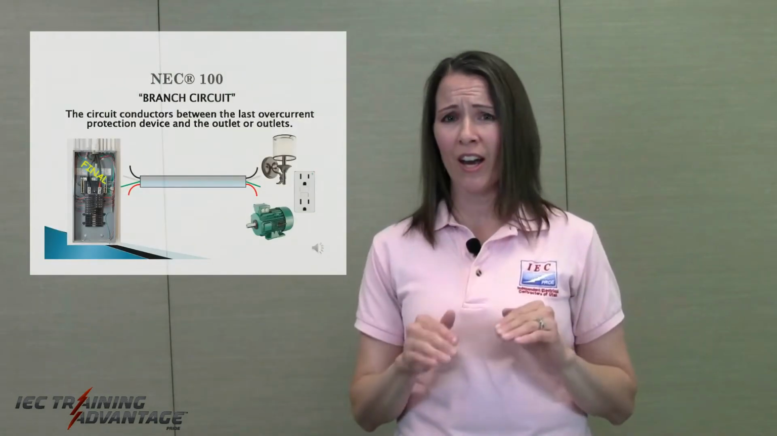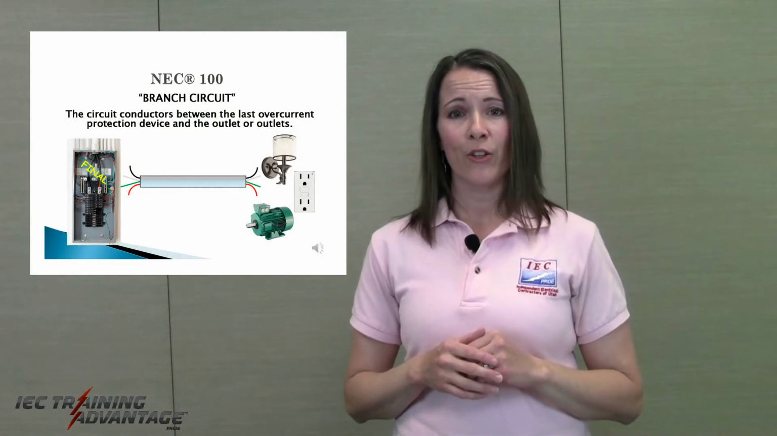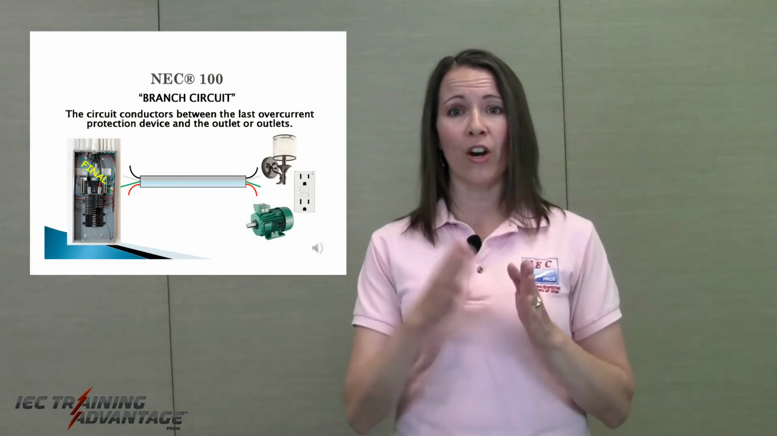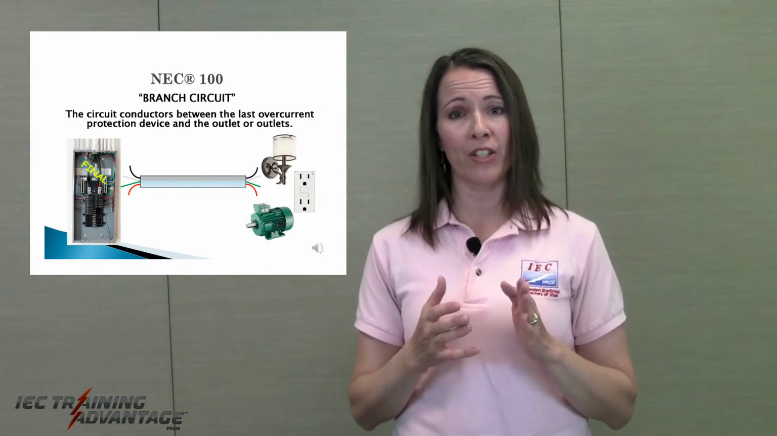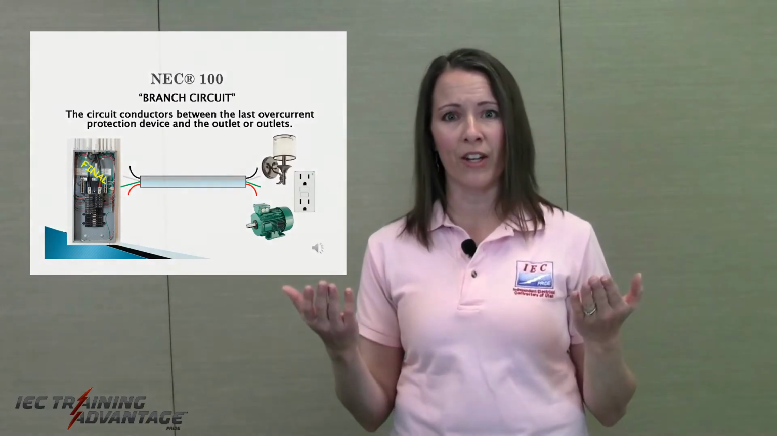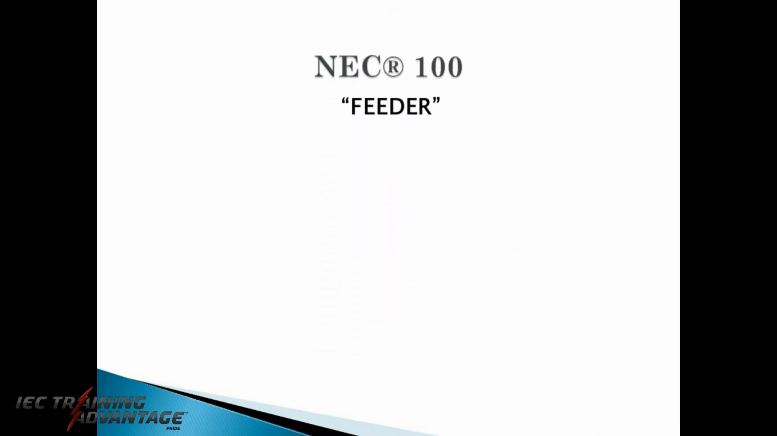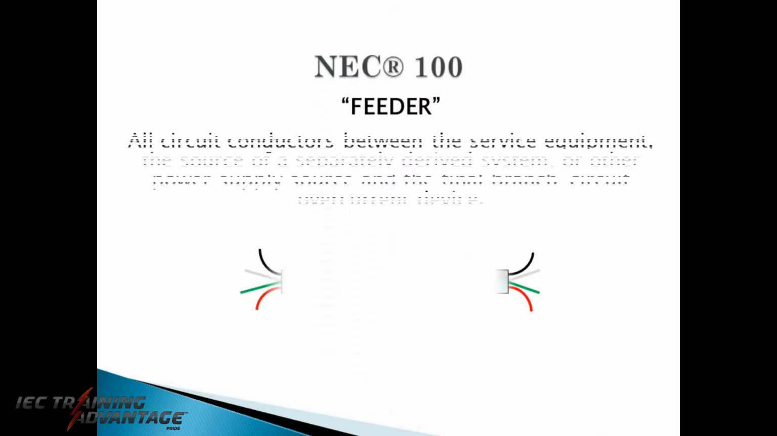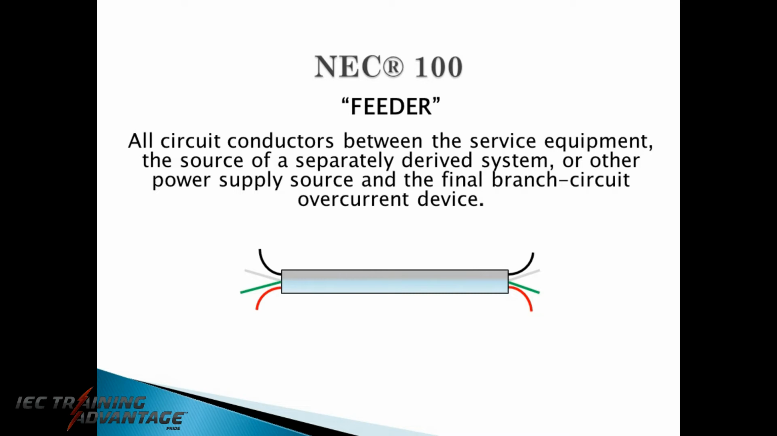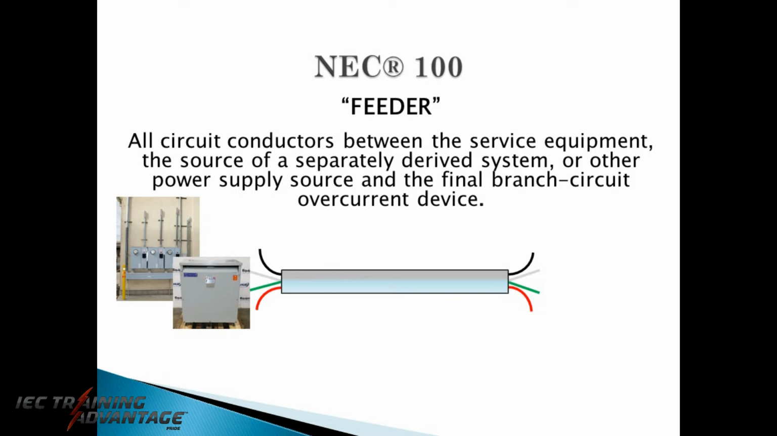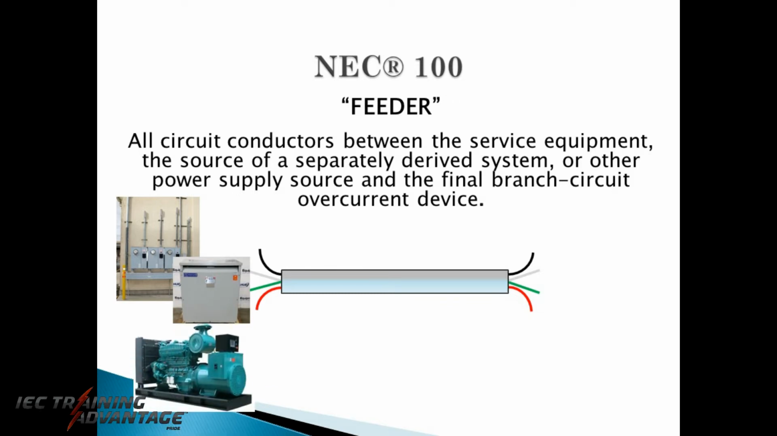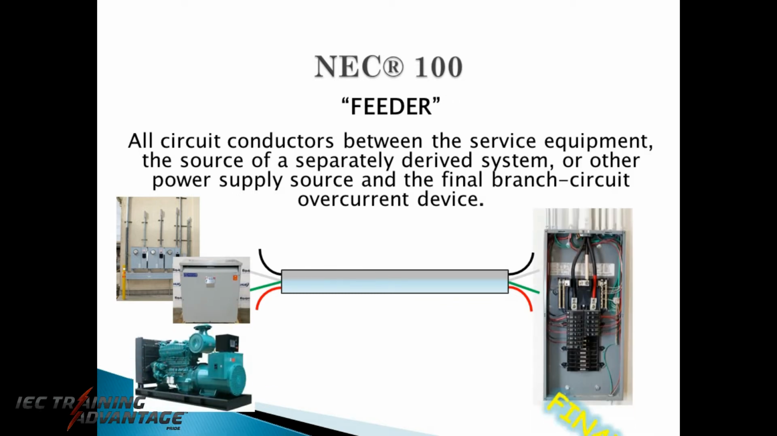Also, as we just defined, feeders are not branch circuits. So if you have conductors that are beyond the final overcurrent protection device, it's not a feeder. And here's what it looks like from NEC 100, the definition of a feeder. All circuit conductors between the service equipment, the source of a separately derived system or other power supply source, and the final branch circuit overcurrent device.